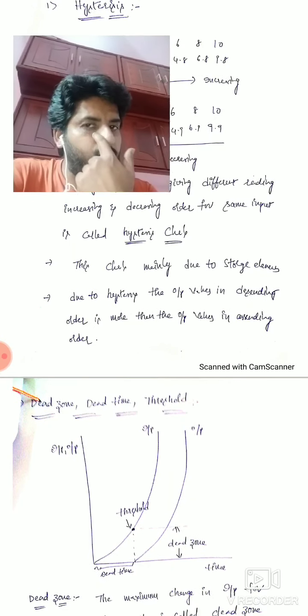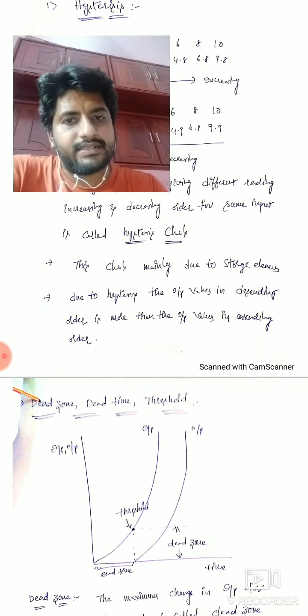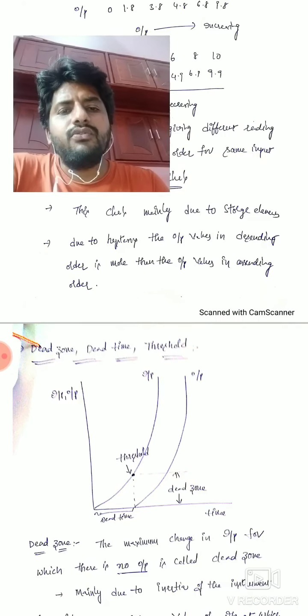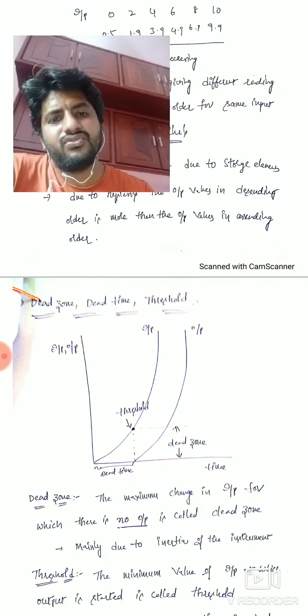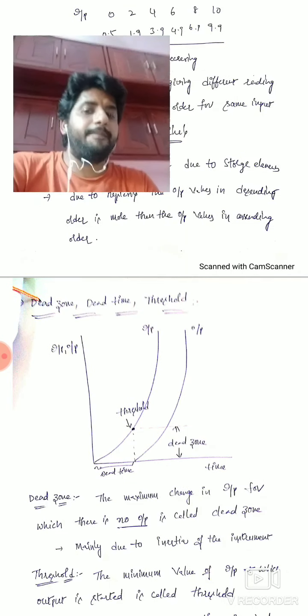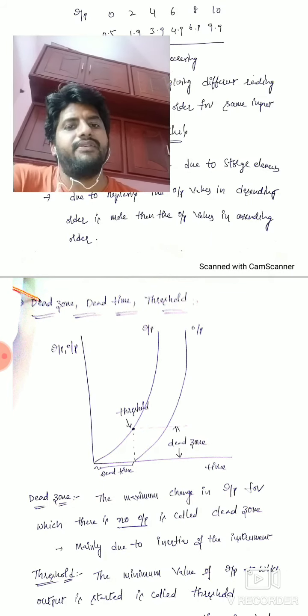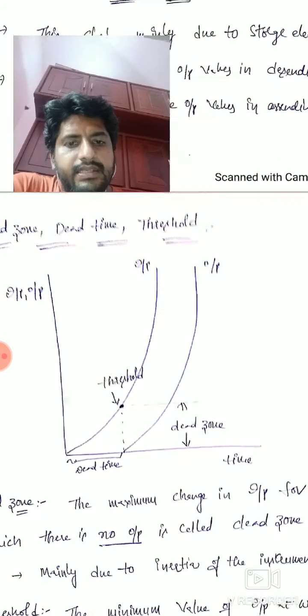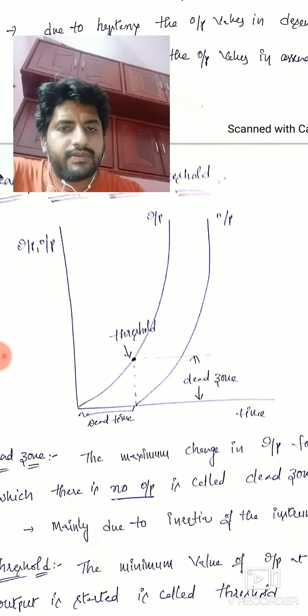I think you clearly understand what hysteresis characteristics are. Okay, now we'll go for dead zone, dead time, and threshold. These definitions are very difficult, but by seeing the figure itself, you can define each and every definition. See the figure first.